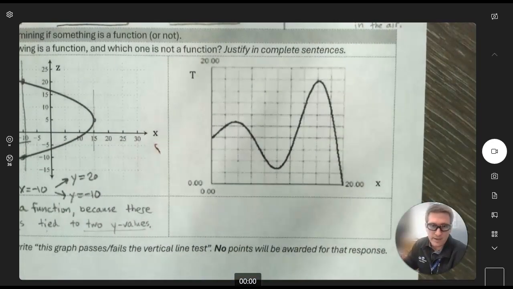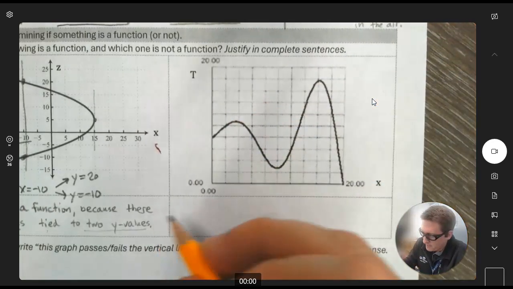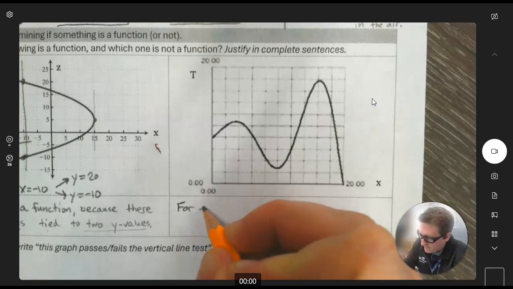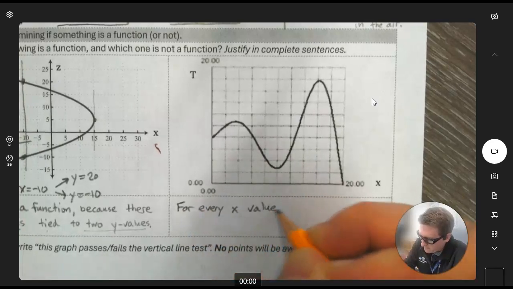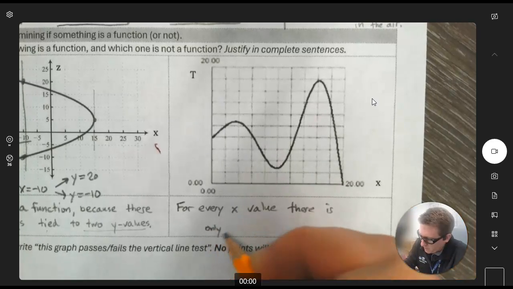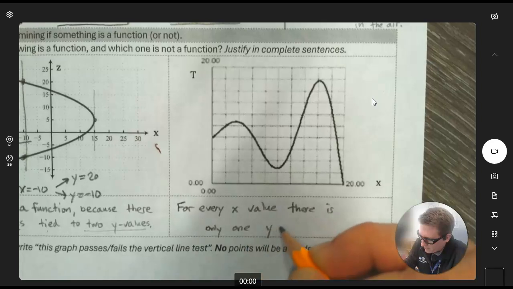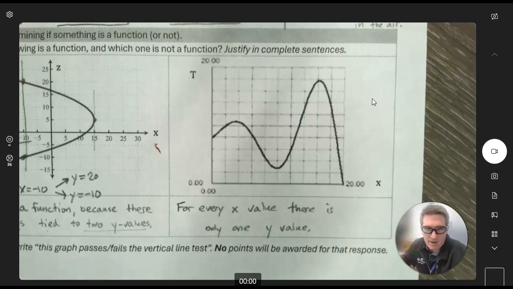On this one over here, this graph is a function, not because it passes the vertical line test everywhere, but because for every x value, there is only one y value. And that's happening everywhere. And that's why this is a function.